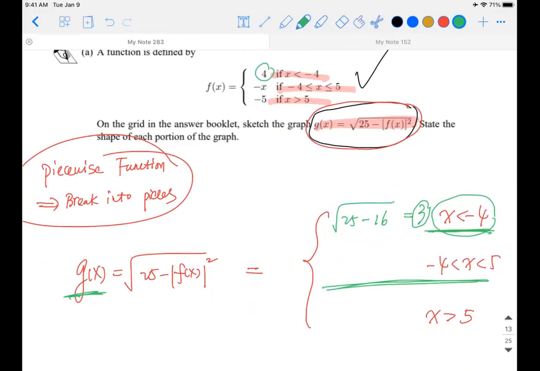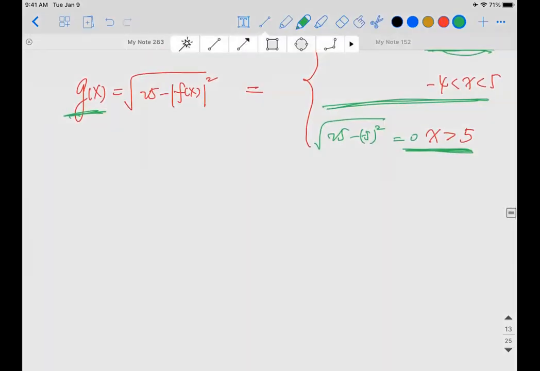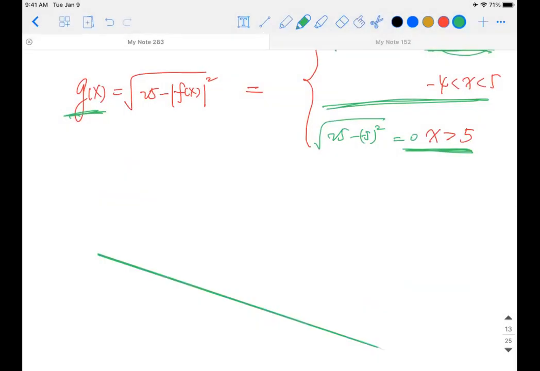Let's try to do some easy part first. As long as x is greater than 5, f(x) is a constant function. 25 minus 5, perfect square. This is 0. Voila. It means as long as x is greater than 5, g(x) is also a constant function. This time it's 0. So what does this function look like? Let's try to have a graph here. For the one in the middle, let's just leave it there.